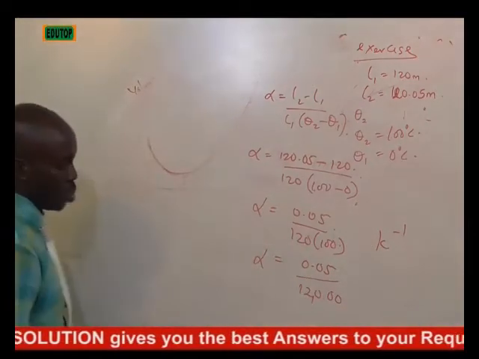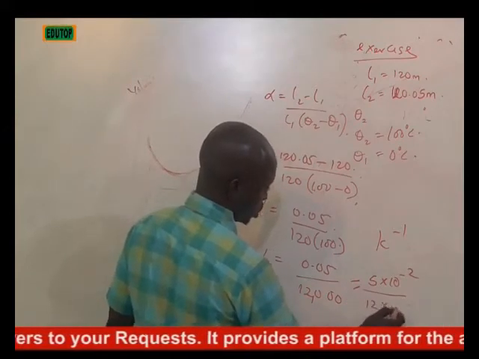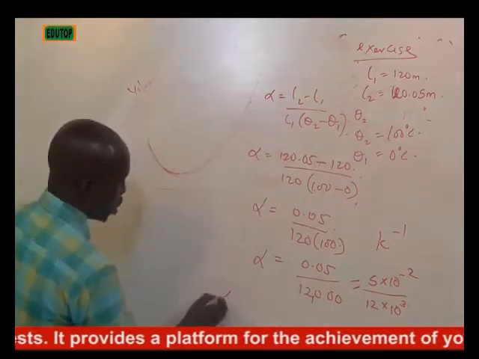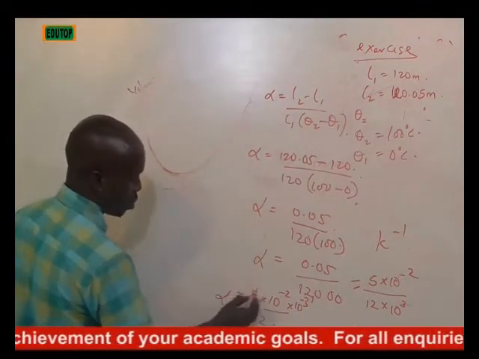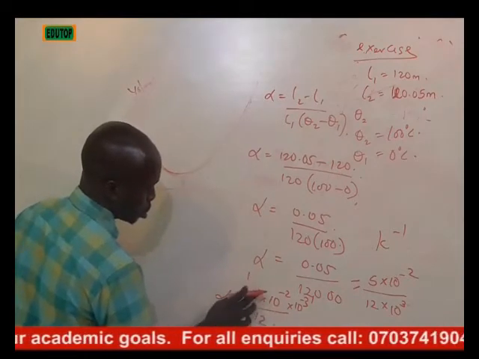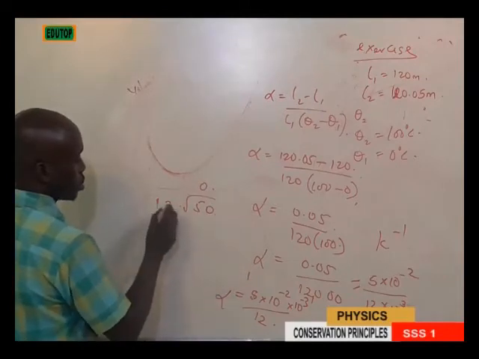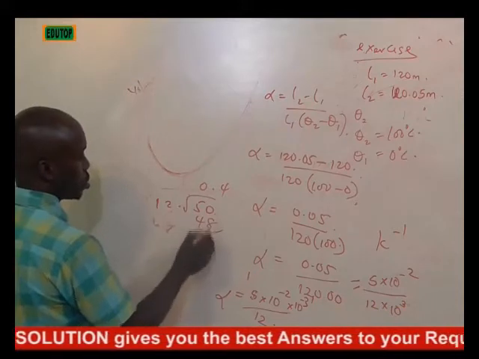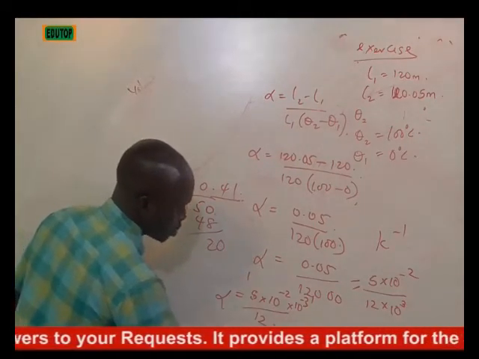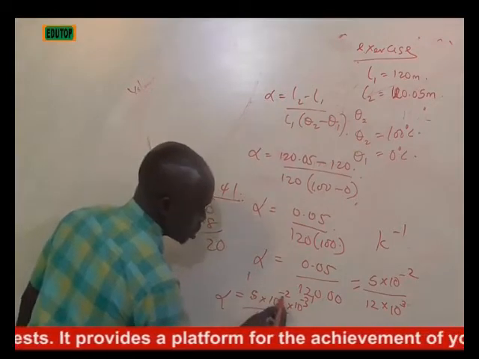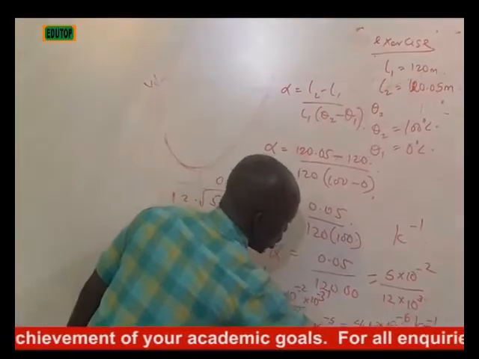So from here, alpha equals 0.05 all over 1200, that's 12,000. If you use indices here, you have 5 times 10 to the power minus 2, over 12 times 10 to the power 3. So alpha equals 5 times 10 to the power minus 2 minus 3, all over 12. So 5 divided by 12 gives something like 0.41. Times your 10, and this minus becomes minus 5. So if you continue, you have 4.1 times 10 to the power minus 6. That will be your answer.